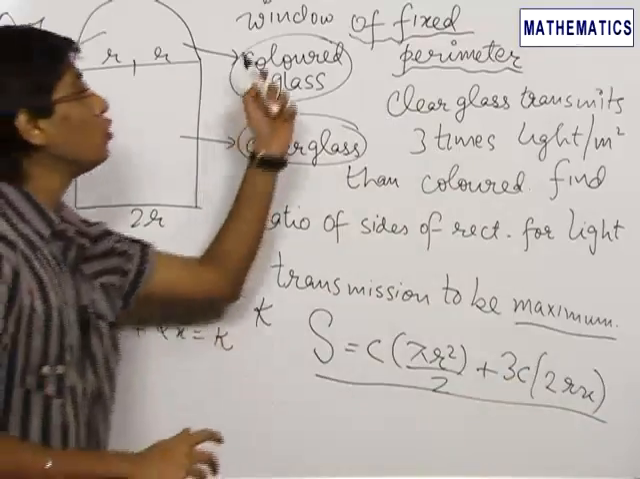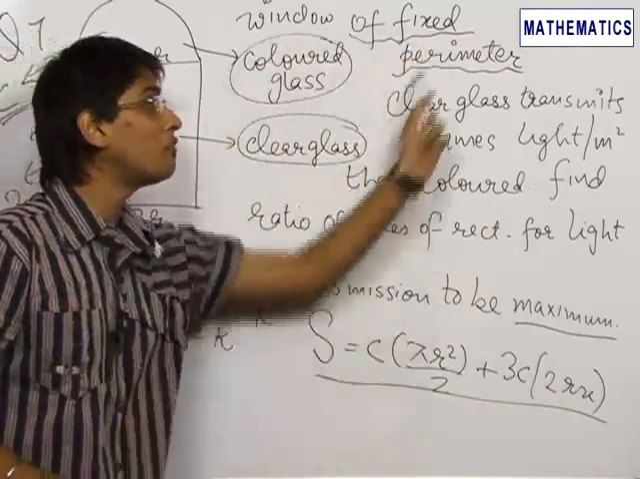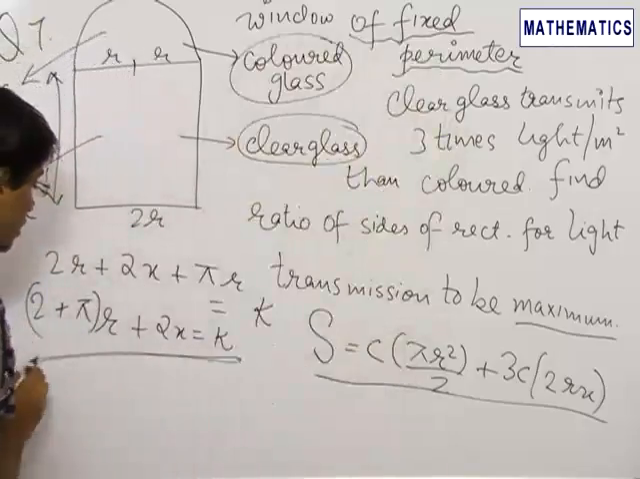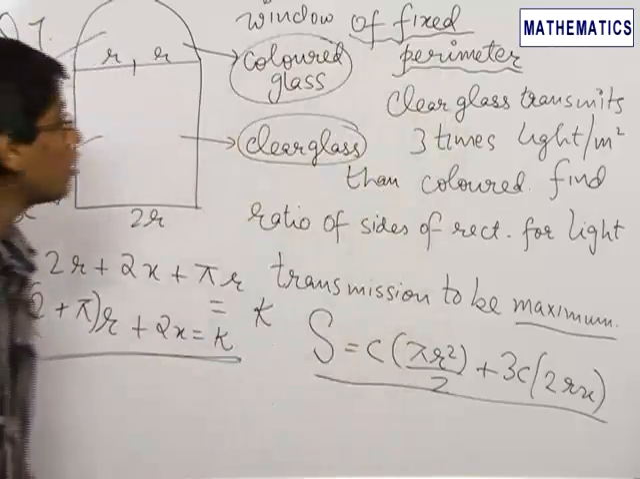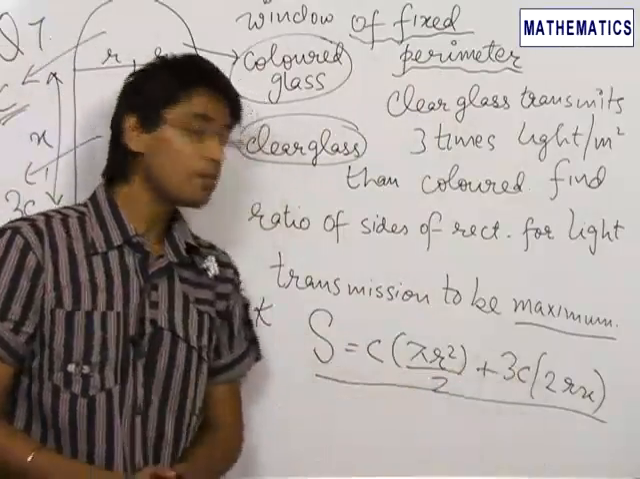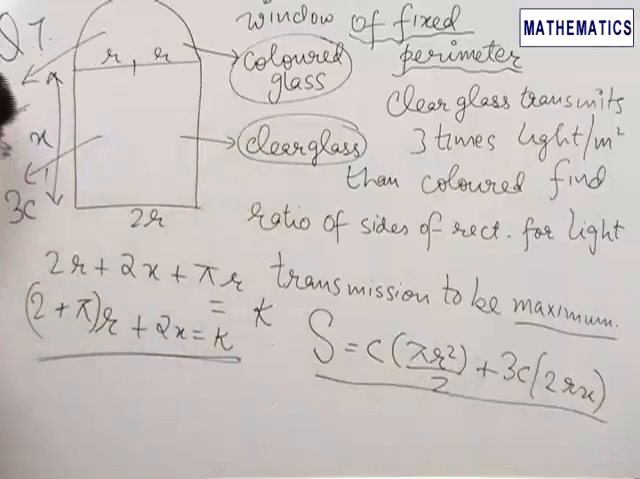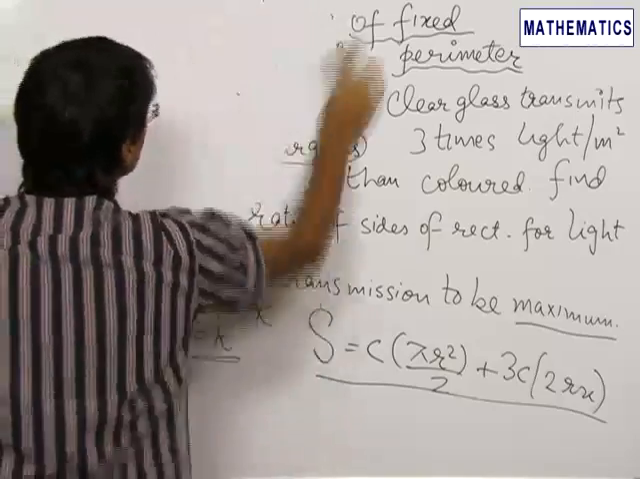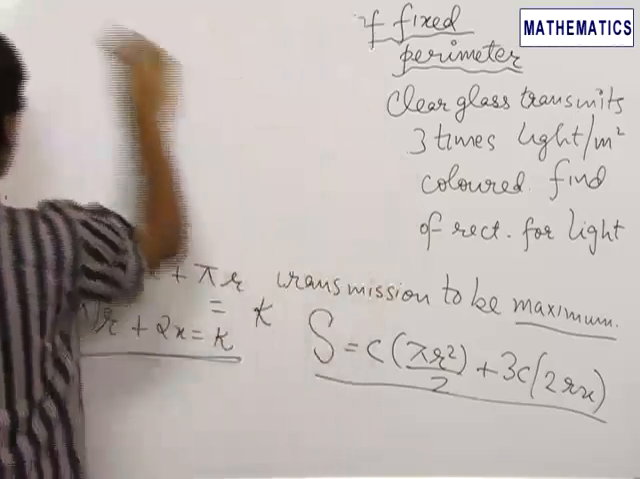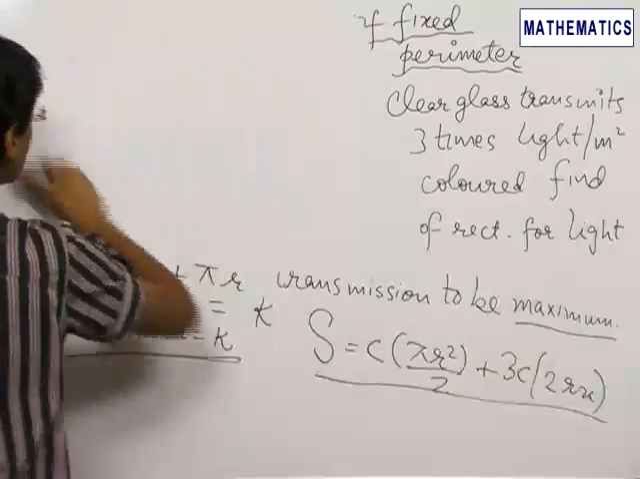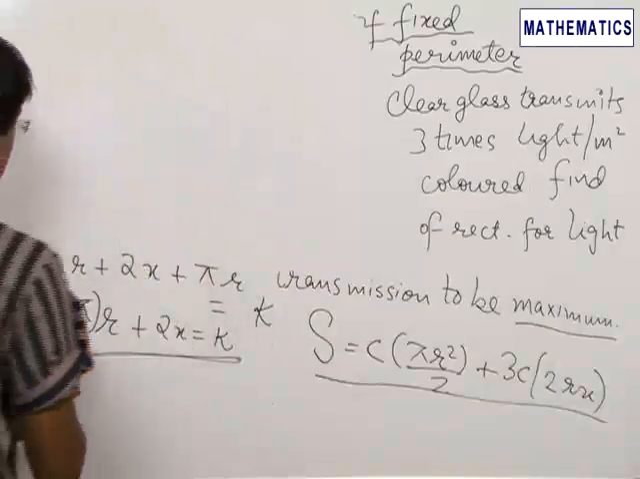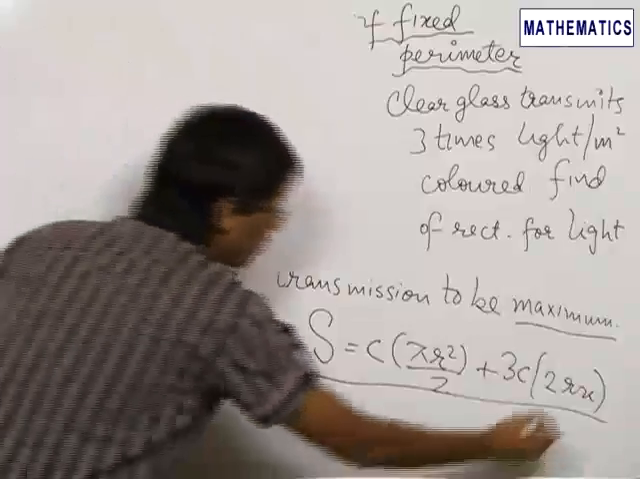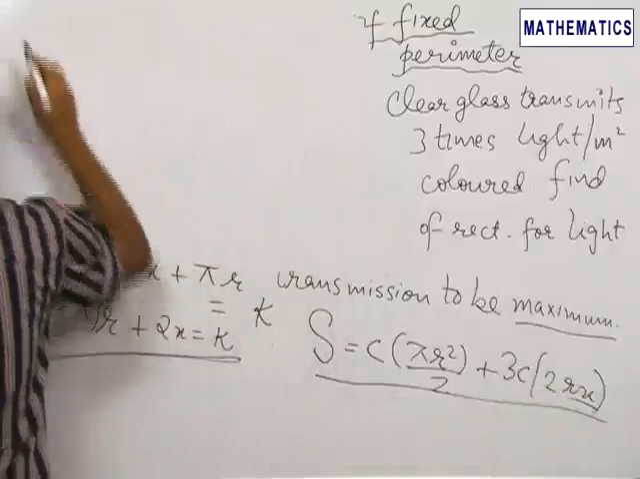Hence we have seen that we utilize the data of the window having a fixed perimeter by writing an equation, and now we'll use this equation in order to maximize the light transmission. So we can either put r in terms of x or x in terms of r to get the entire equation in terms of only one variable. We have assumed two variables, r, the radius of the semicircular portion, and x, one of the lengths of the rectangle. What we'll do is put x in terms of r to get the total light.